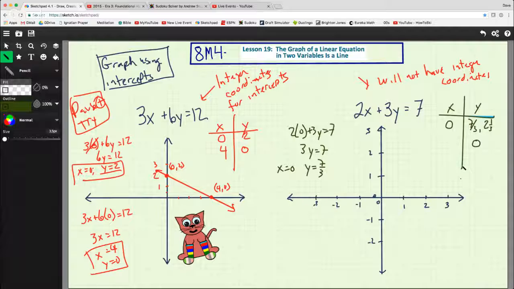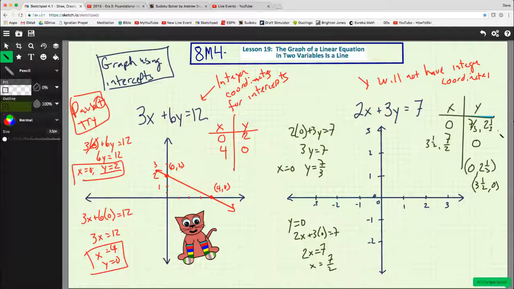And when y is 0, we get 2x plus 3 times 0 equals 7. 2x equals 7. x equals 7/2. So x is 7/2, which is the same thing as 3.5. Okay, so we have our points 0, 2 1/3, and then 3.5, 0. So these 2 points are on our line.